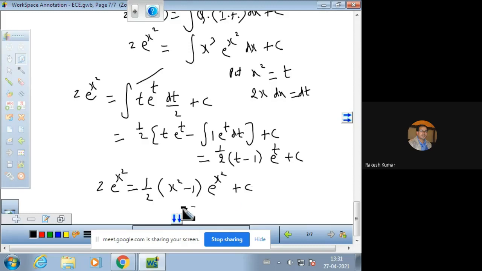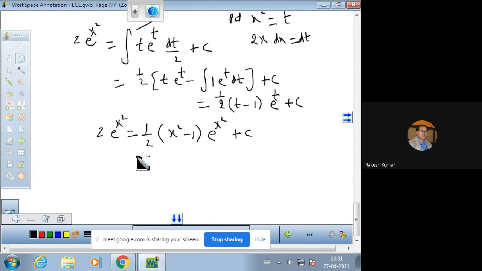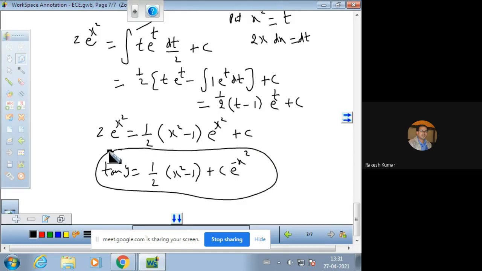So divide throughout by e raised to power x square, you will have z. So the value of z, tangent y, is 1 by 2 x square minus 1 plus c e raised to power minus x square. So this is the solution of the given differential equation. So in Bernoulli's form, you have to convert the Bernoulli equation into a linear differential equation first. So this is all about the solutions of ODE, or ordinary differential equations, of first order.